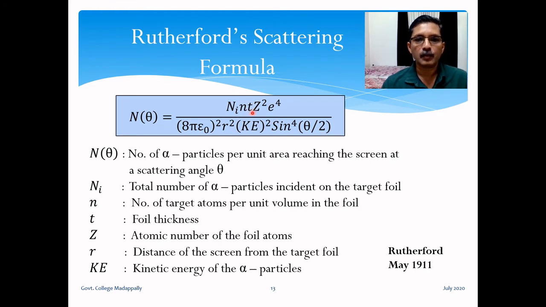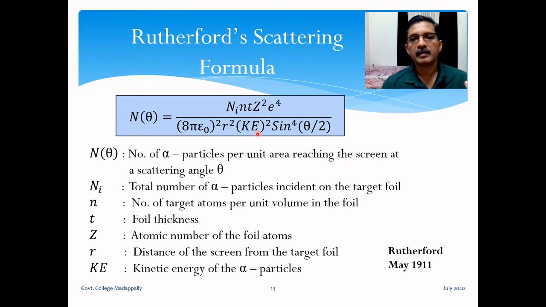It is directly proportional to the thickness of the foil. So if foil thickness doubles, the number of particles doubles. The number of scattered particles doubles along a particular scattering angle. So it is proportional to foil thickness, then proportional to the square of the atomic number, and proportional to the 4th power of electronic charge.